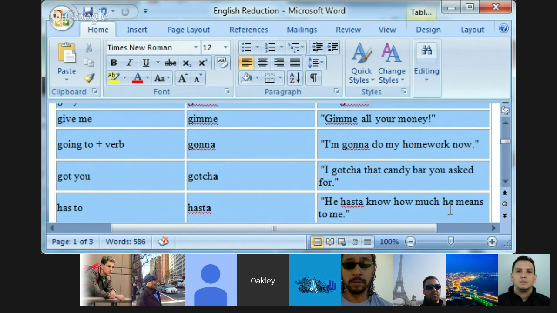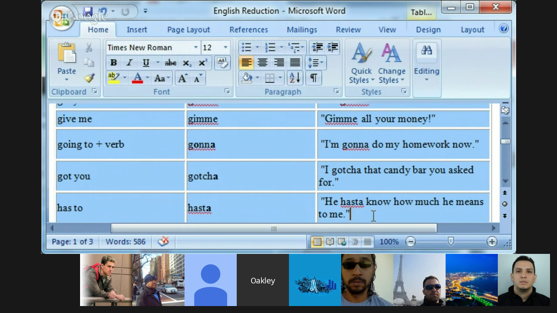Also, there's another one. Anybody in class to hear the other one? "He has to know how much he means to me." Yes. "He" is reduced to "he." Sounds like "muchy." "Muchy." How much he means to me. Definitely. Okay. He has to know how much he means to me. How much he means to me.